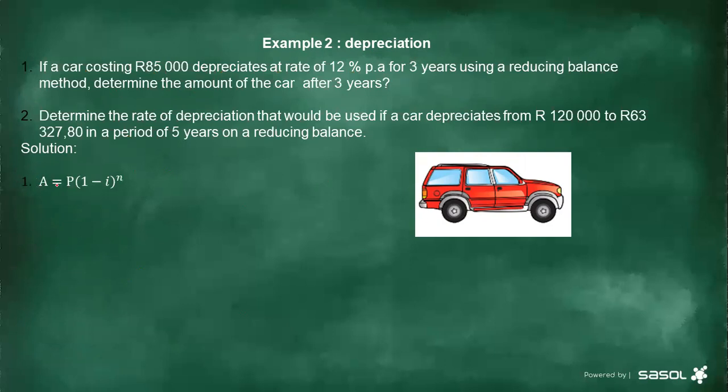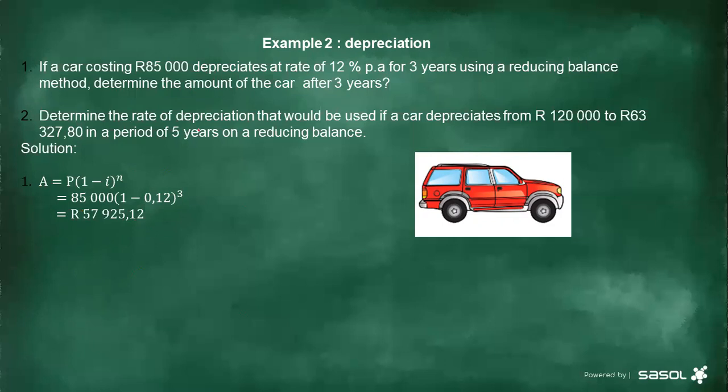We want to know how much this car is going to cost after 3 years, which is A. We are looking for A this time. P is 85,000, i is 0,12, and n is 3. Then the amount of the car is going to be 57,925 rand and 12 cents. That is the amount of money the car is going to cost after 3 years.